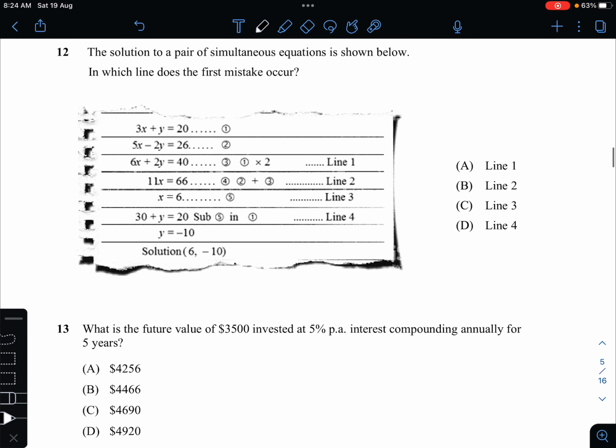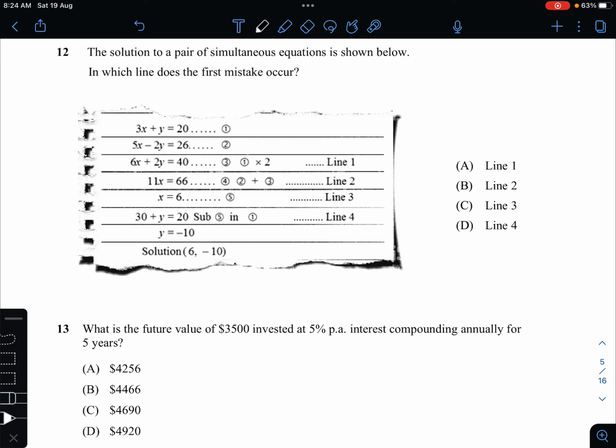Moving on, the solution to a pair of simultaneous equations is shown below. In which line does the first mistake occur? I had good practice for this today when I was watching you do your math, so hopefully I can get this. So essentially all we need to look for is you look at the question and try to think of what steps you would take and see if anything misaligns. So looking at it immediately, I figure I would probably multiply the first line by 2, which is exactly what they've done, to make sure that you can get a value that cancels out.